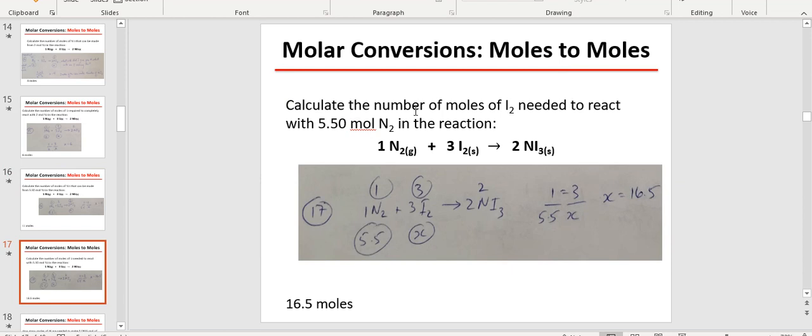Calculate the number of moles of iodine needed to react with 5.5 moles of nitrogen. And again, you do your molar ratio. Where's your X? Where's the information I give you? Cross it up, away you go. And again, pause the video, try these out for yourself.